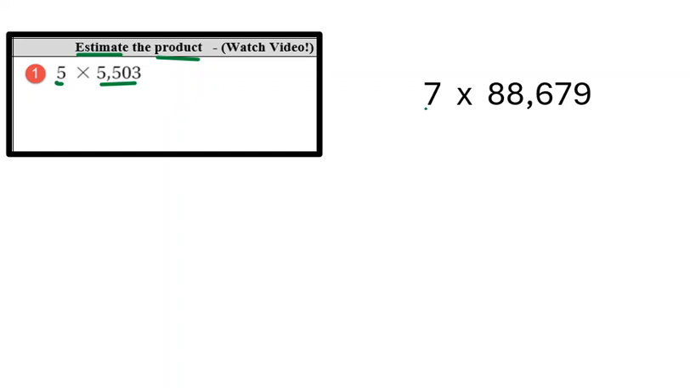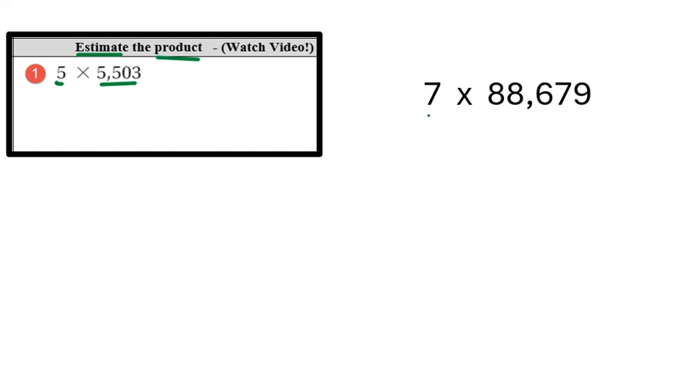Now, over here, I'm not going to do this one. I'm going to do one over here. And it's a complicated problem also. It says 7 times 88,679. Now, whenever it says estimate, you can do it however you want. If it says to round something, you have to do it exactly. There's certain rules to rounding, but there's not certain rules to estimating. You just have to be close to the real answer.